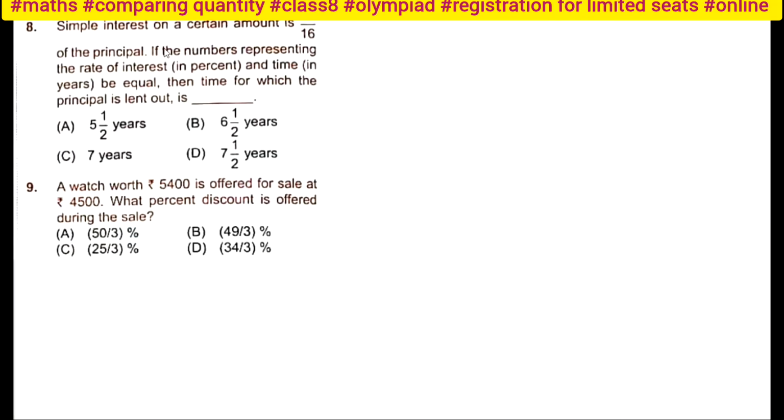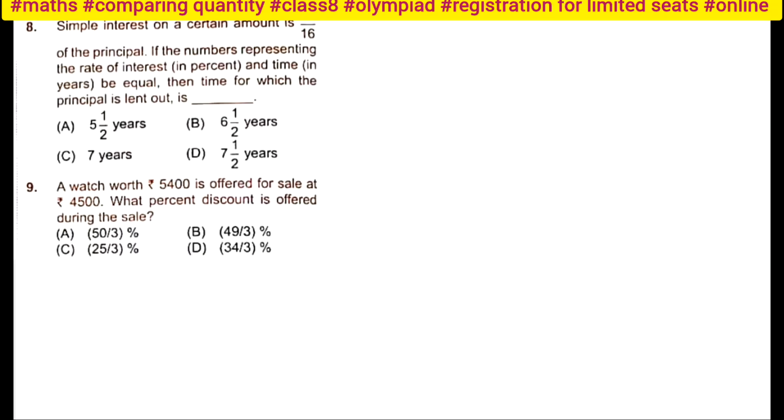Now, simple interest on a certain amount is 9 by 16. Now 9 by 16 of a certain amount. Suppose I am taking 5,000 rupees. So my simple interest when acting on this 5,000 rupees is how much? 9 by 16 of the principal. Whenever you get 'of' kind of things, you will multiply. Now if the numbers representing the rate of interest and time are equal, then they are saying that time and rate are equal quantities.